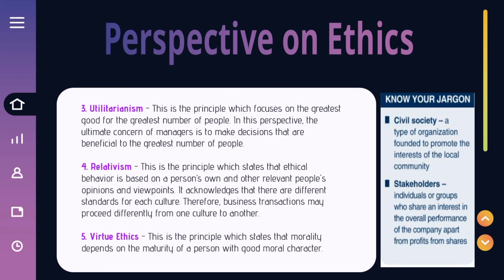Third, utilitarianism. This is the principle which focuses on the greatest good for the greatest number of people. In this perspective, the ultimate concern of managers is to make decisions that are beneficial to the greatest number of people. Also, utilitarianism is the theory of morality that advocates actions that foster happiness or pleasure, and opposes actions that can cause unhappiness or harm.